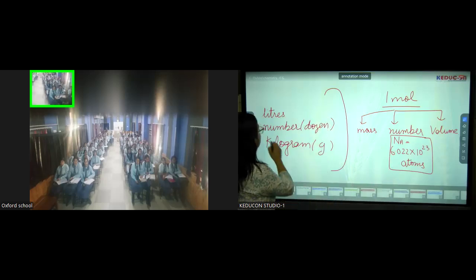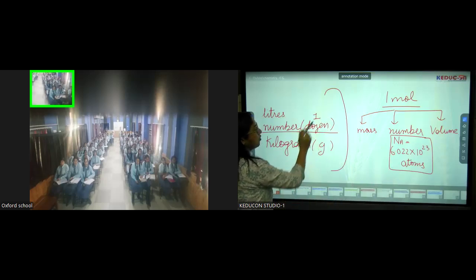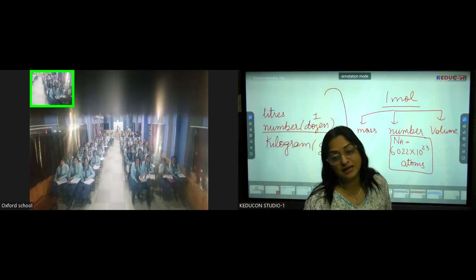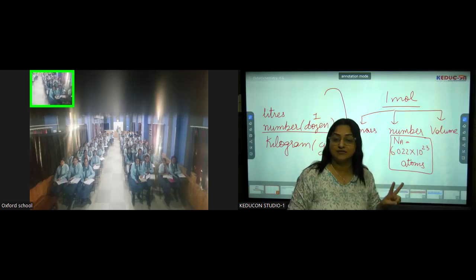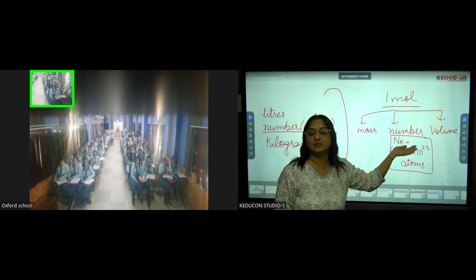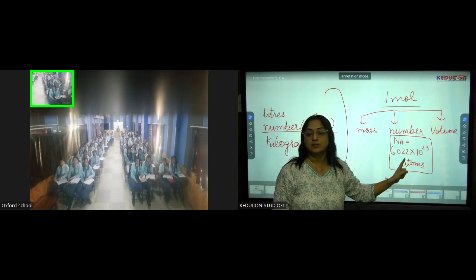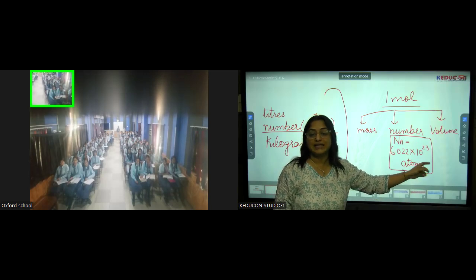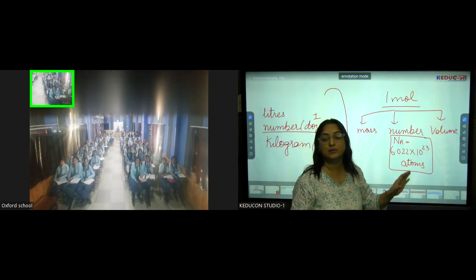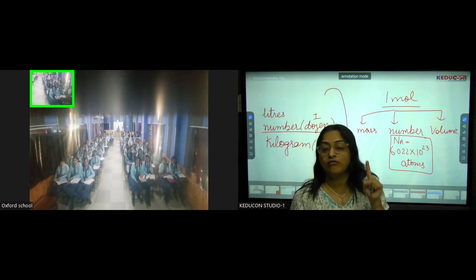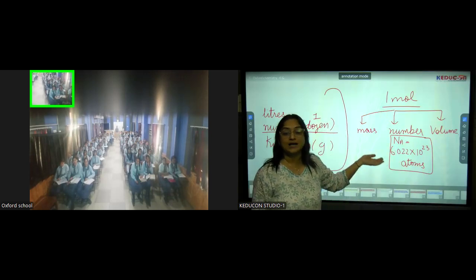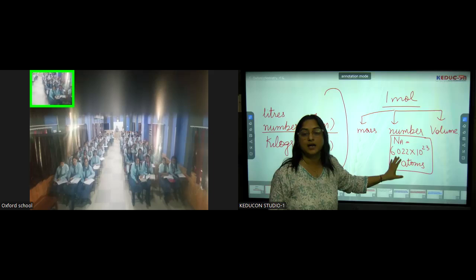Similarly, if I take 1 dozen of bananas, it has 12 bananas in it. 1 dozen means 12 units. But 1 mole of any element would mean 6.02 times 10 raised to power 23 units, or we call them atoms. This many atoms will be there in 1 mole of any element. This is the way to express 1 mole of any substance in the form of number.